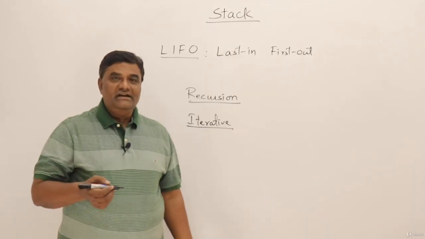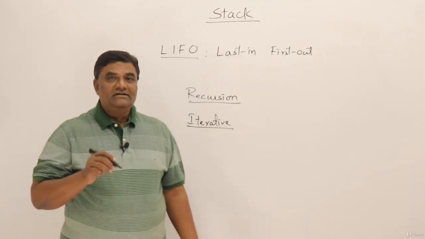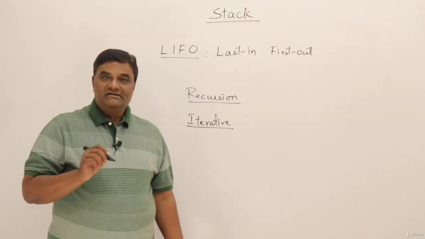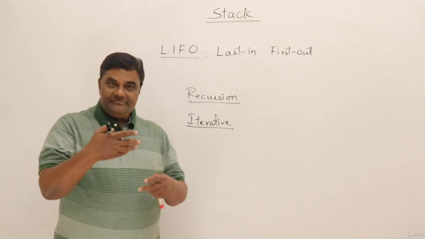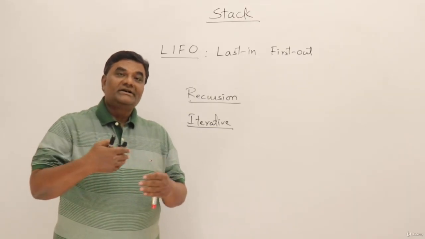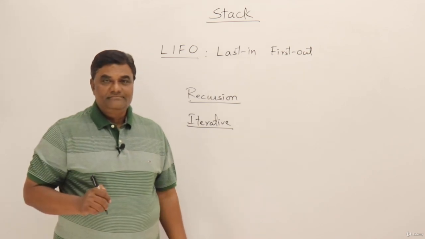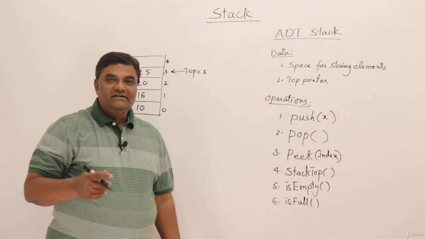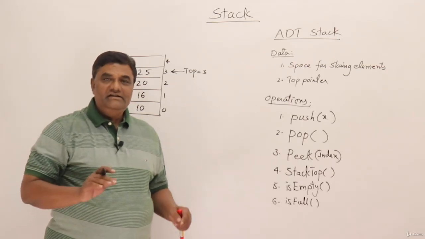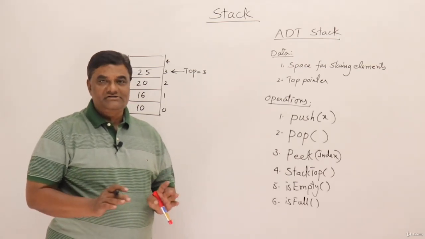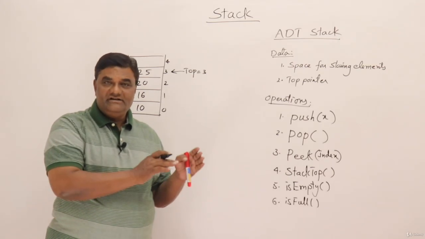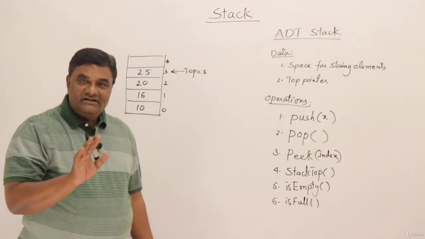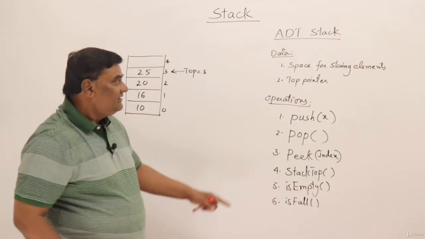Now let us see the ADT of stack, that is, the abstract data type of stack. The abstract data type will contain the data representation and the operations on the stack. ADT just gives the definition of a stack in terms of data representation and operations. So let us see what is there in the ADT.